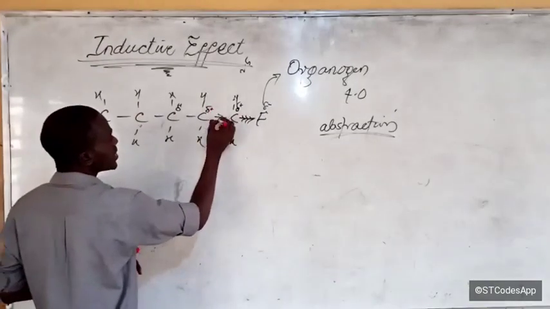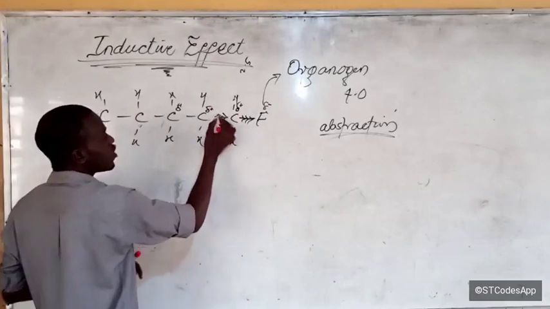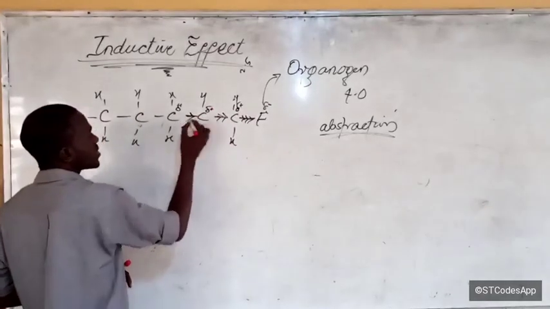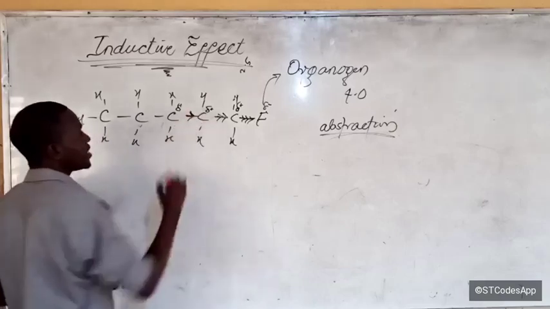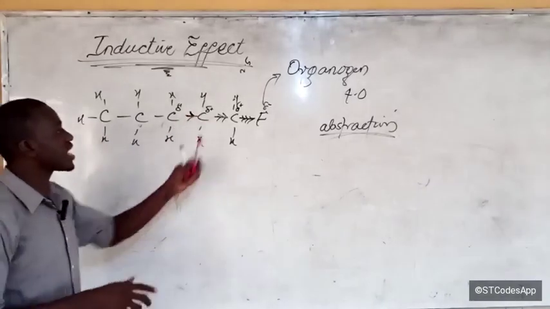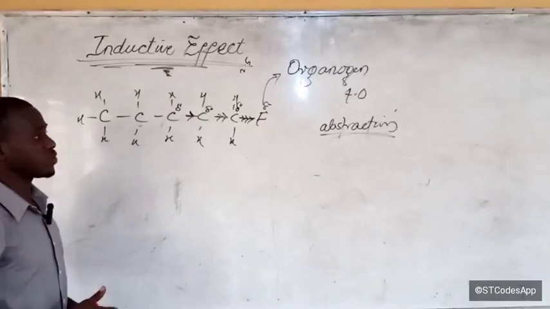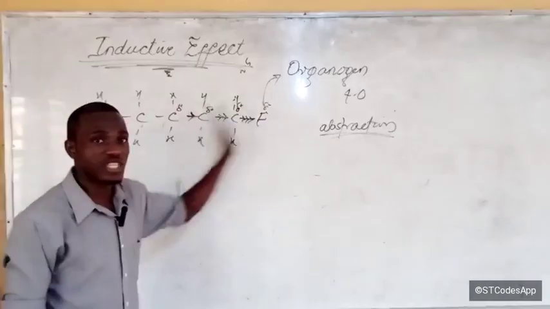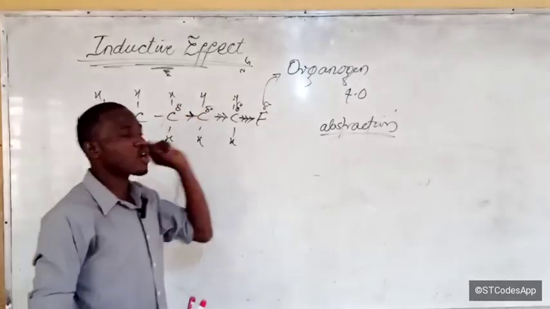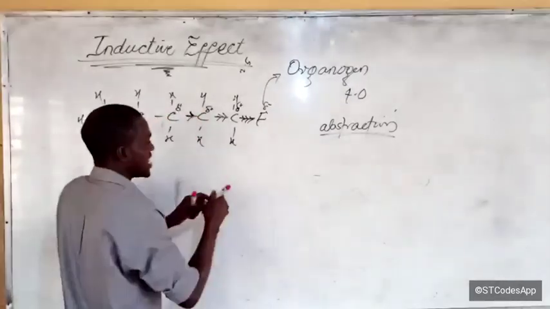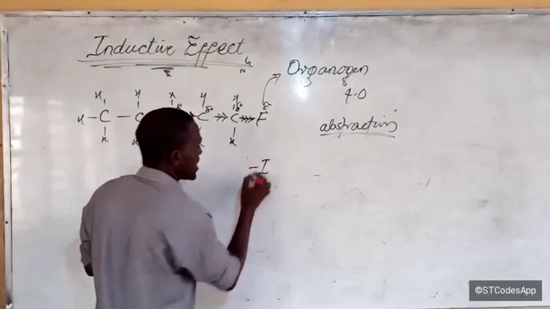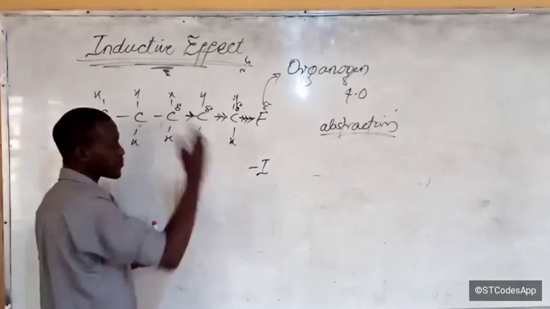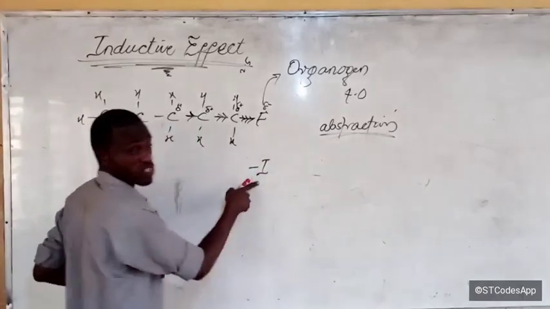So this is going to experience a lower inductive effect than this guy is experiencing, and this guy is going to experience a lower inductive effect than the second carbon experienced. Now, you see the pull of the electron is always towards the electronegative atom. And because of that, we call this guy a negative I group. So the effect is called negative I effect, negative inductive effect.